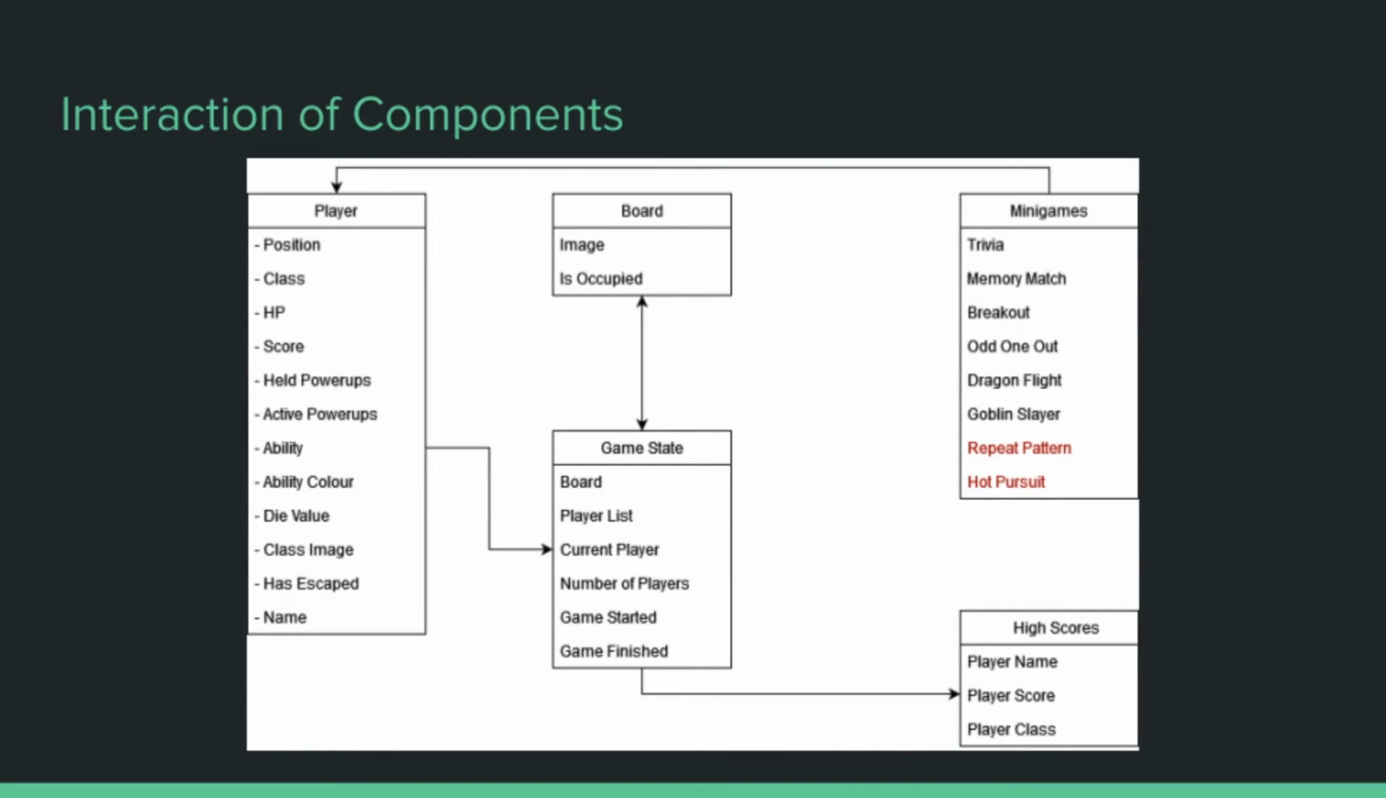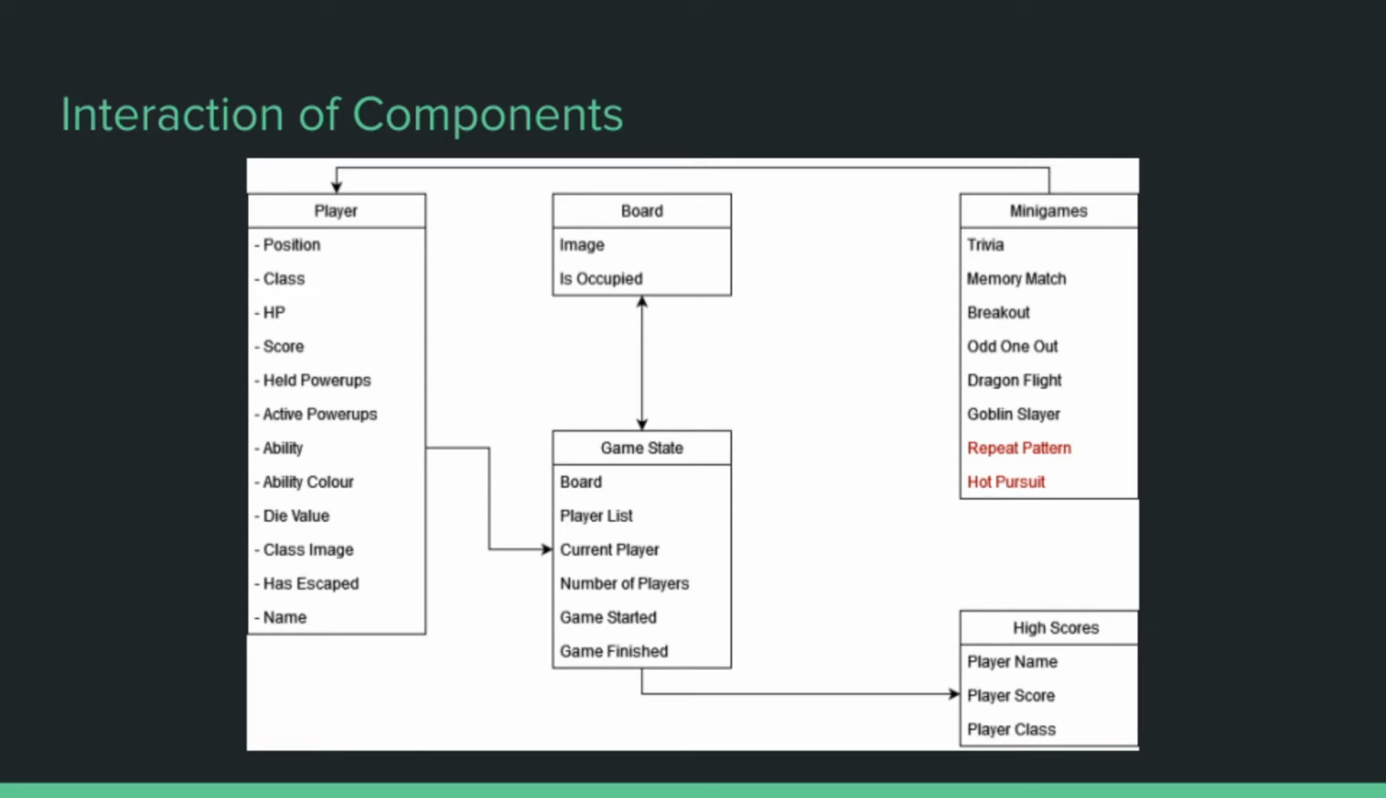This diagram should give you a good idea of how our different components interact with one another. On the left, we have the player with information like position, class, health, and score. Next to that, we have the board, which will display an image of the character or a different combination of characters if they're on the same cell. On the far right, we have the minigames, which will decrease the player health if they've lost a minigame, or increase their score if they've won a minigame.